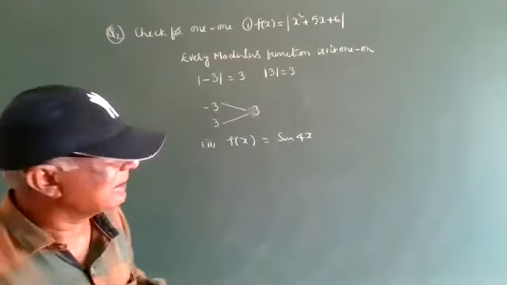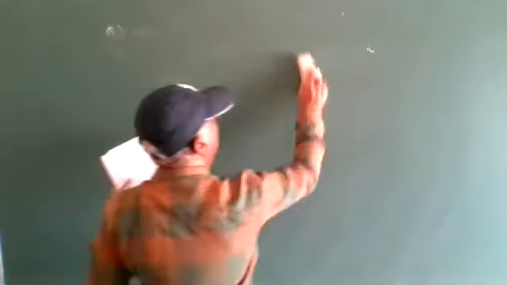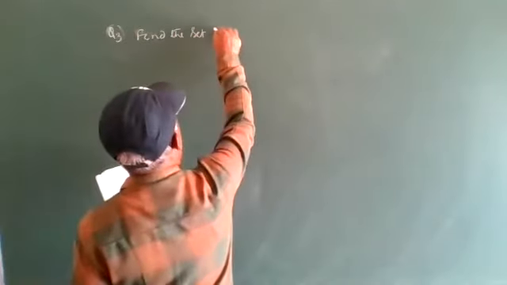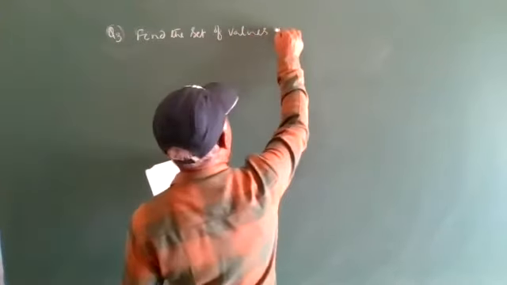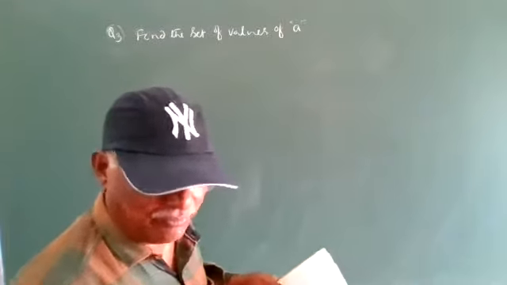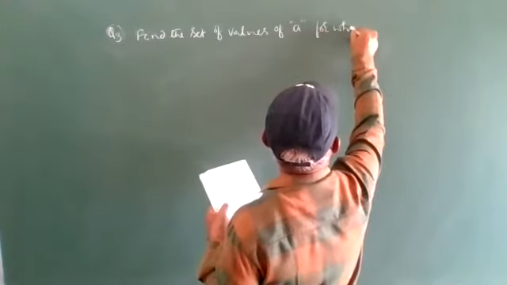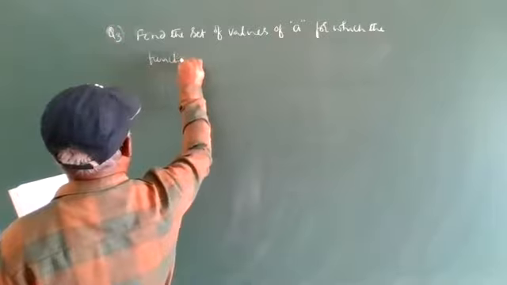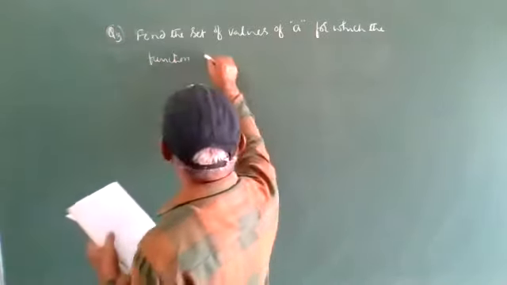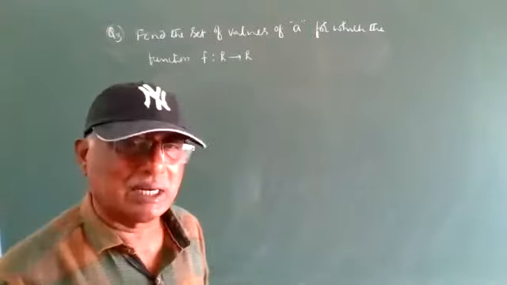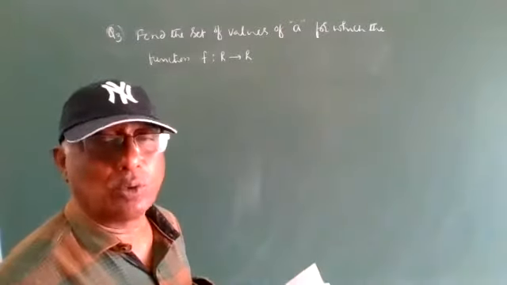I go through the third problem. Find the set of all values of small a for which the function f is a mapping from R to R. First set is real numbers, second set is real numbers; domain is real numbers and codomain is real numbers.